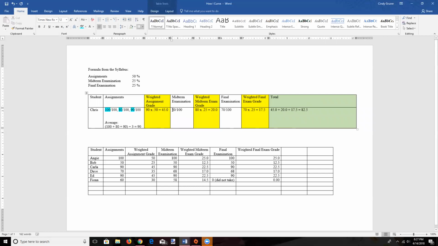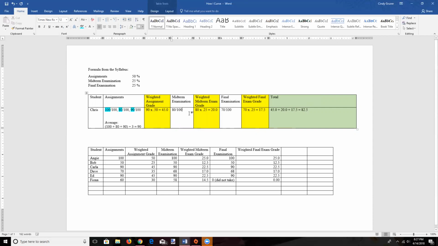On the midterm, Chris got an 80 out of 100. I virtually always do tests out of 100 points, so this one's pretty straightforward, and that's almost certainly the type of grade that you will see. Sometimes I allow a test to have extra points. For example, it might have been possible to get 103 on a test. Even in those circumstances, though, I will have it out of 100. The extra 3 points would be considered extra credit.